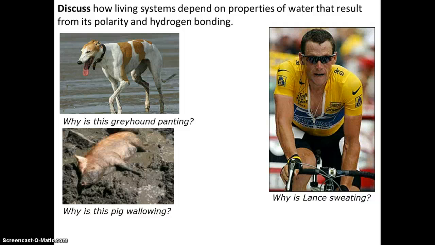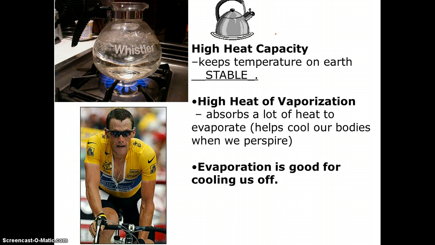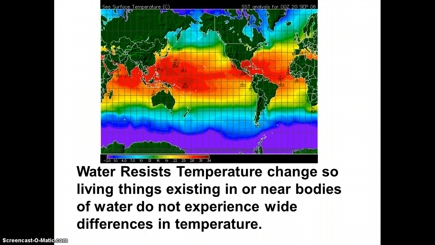Now, living things also depend on water due to evaporative cooling. The dog pants, we sweat, and that helps us to lower our body temperature due to evaporation. We say water has a high heat capacity, which means it keeps the temperature stable because it takes energy to break those hydrogen bonds. High heat capacity means the amount of energy it takes for 1 gram of water to increase by 1 degree Celsius. High heat of evaporation is the amount of energy it takes to evaporate water, going from liquid to gas. Because of this property, water resists temperature change.